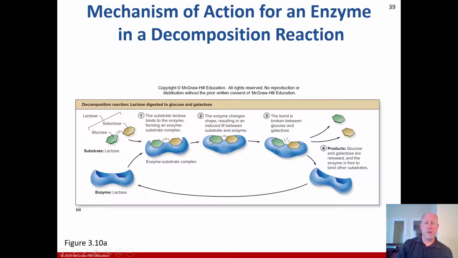So here we have a graphic representation of a decomposition reaction involving an enzyme. In this case, we have lactose as the substrate and the enzyme lactase to help break that down in this decomposition reaction. So the substrate lactose binds to the enzyme, forming this enzyme substrate complex. Okay, the enzyme changes shape, resulting in this induced fit between the substrate and the enzyme. And the bond is then broken between glucose and galactose. So now you have glucose and galactose, and you have this now free enzyme which is able to bind and begin the process anew.